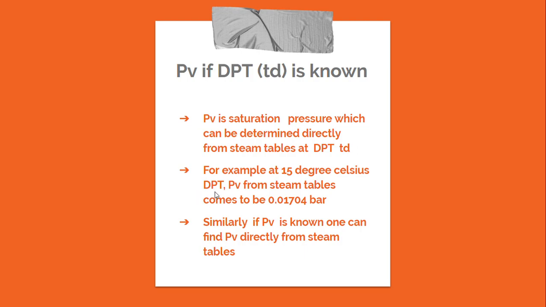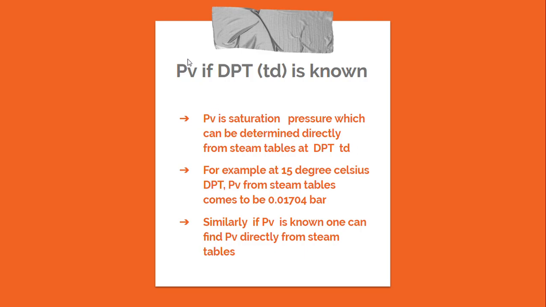So it means that the saturation temperature corresponding to PV is nothing but the dew point temperature. So saturation temperature corresponding to PV is the dew point temperature, or the saturation pressure corresponding to dew point temperature is PV. Same way, at 15 degrees centigrade the pressure is 0.01704 bar, and if you look at 0.01704 bar, the corresponding temperature is 15 degrees centigrade. So if one of them is known, the other can be easily calculated.